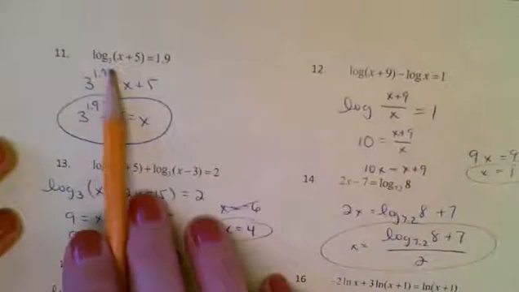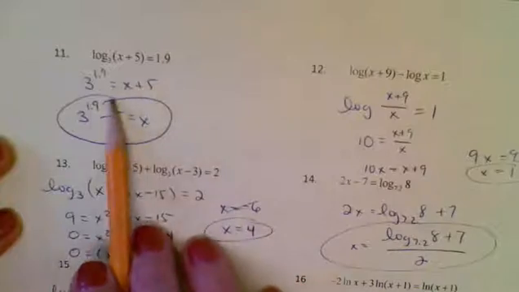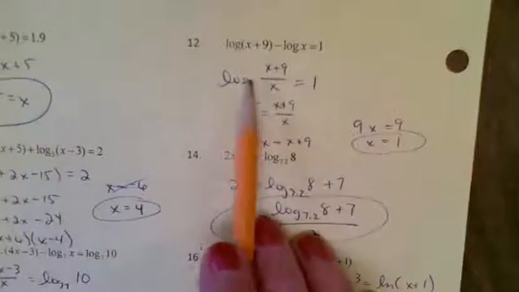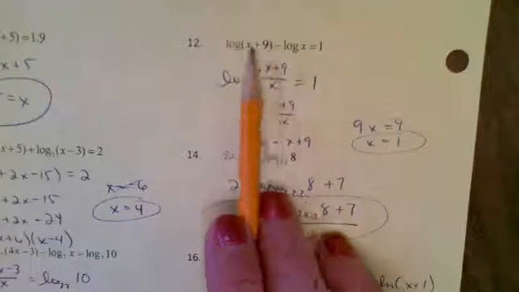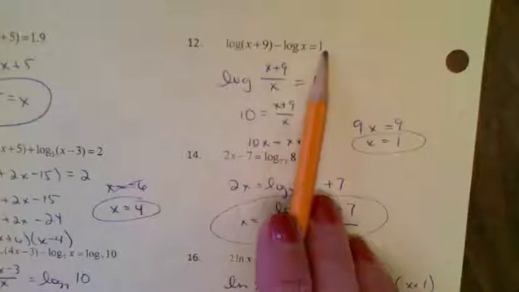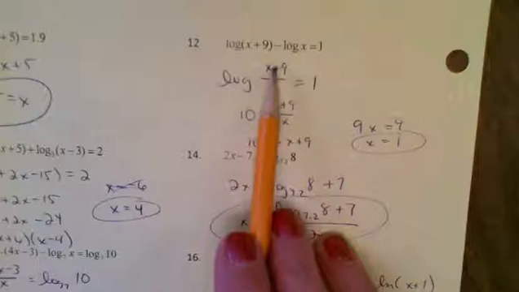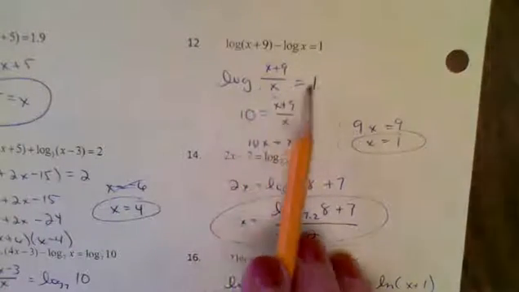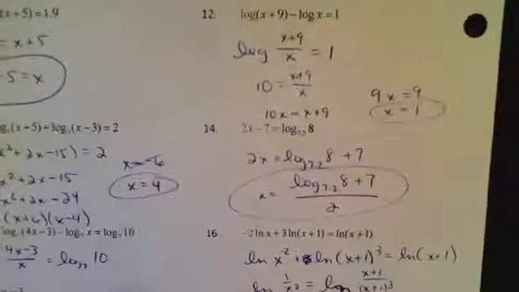This one's in log form, so put it in exponential form. It's an ugly number, but you can do that, and then just subtract 5. This one has two logarithms together, so you have to combine them with a number over here. So combine these two to get the log of x plus 9 over x. Then put it in exponential, 10 to the first equals that, and solve it.